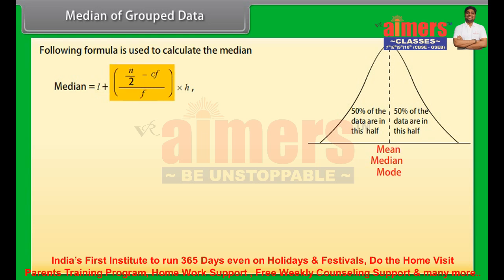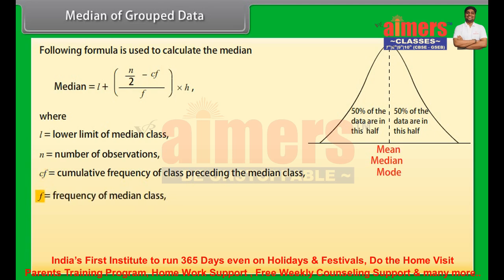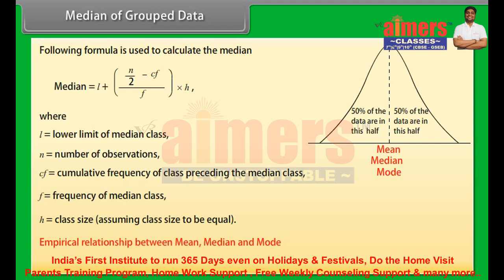L plus n by 2 minus CF, that is divided by F and multiplied by H, where L is equal to lower limit of median class, n equals number of observations, CF equals cumulative frequency of class preceding the median class, F equals frequency of median class, H equals class size, assuming class size to be equal. Empirical relationship between mean, median and mode: 3 median is equal to mode plus 2 mean.